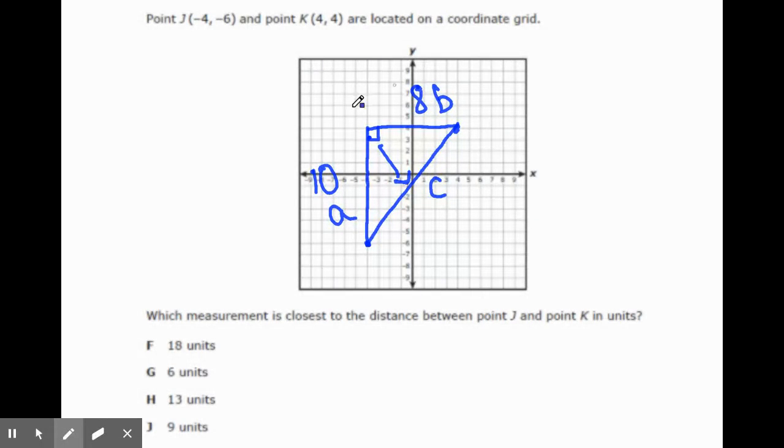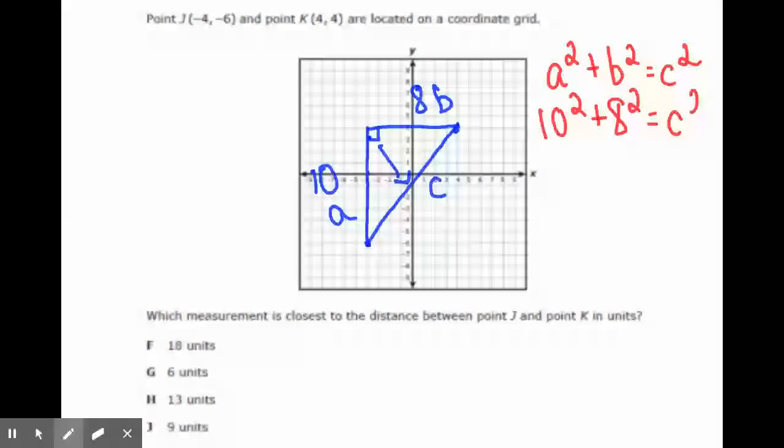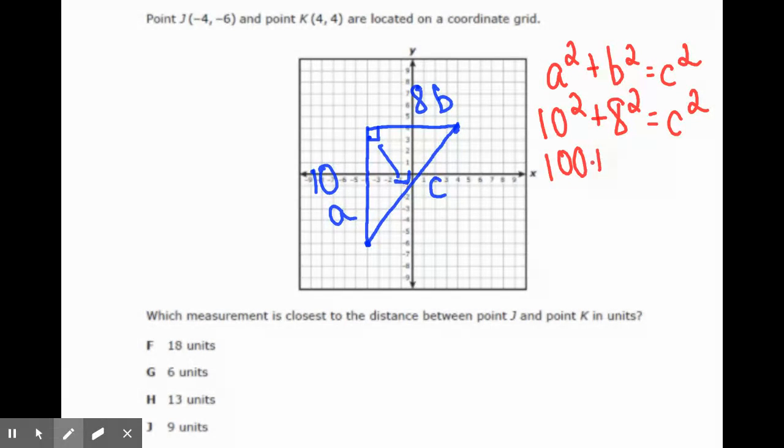All right, so now that I've drawn this, I need to go ahead and write out my formula. The formula for the Pythagorean theorem is a squared plus b squared equals c squared. So we have a is 10, so 10 squared plus b squared, which is 8, equals c squared. So we have 10 squared is 100 plus 64, which is 8 squared, equals c squared.